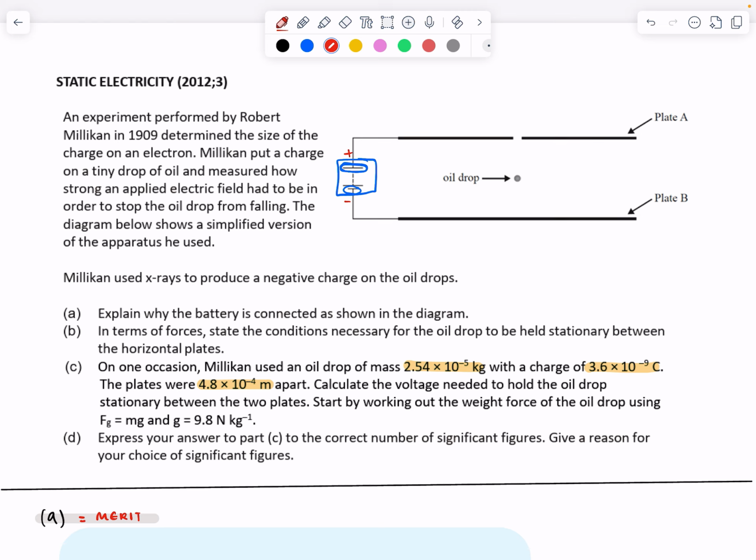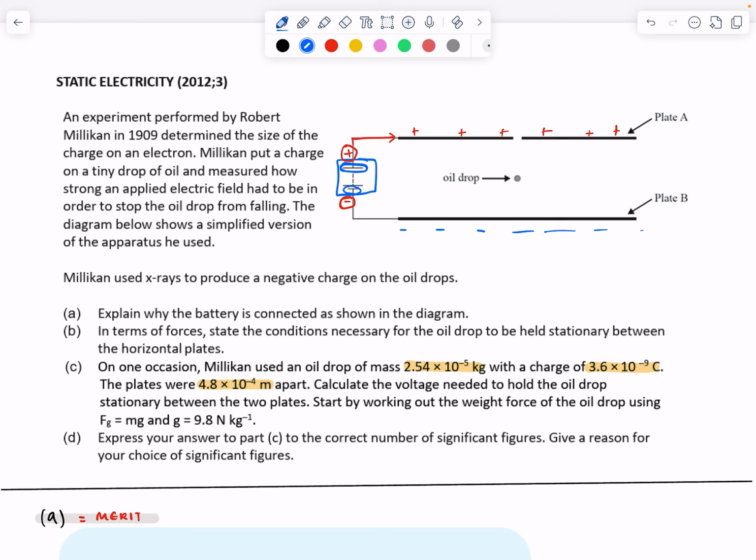So if this end of the battery is positive, it must be supplying this plate with positive charge all along here. And if this end of the battery is negative, this must be supplying this plate with negative charge over here, okay? The reason why the battery is connected to the plates in such a way is because this is what allows the oil droplet to be stationary, aka float in the middle of the plates.